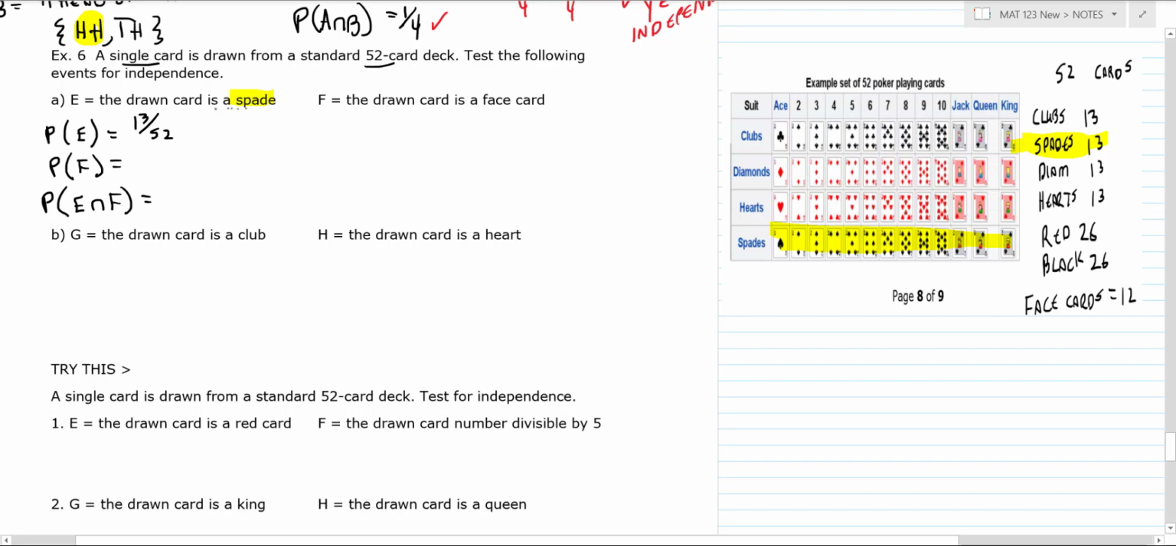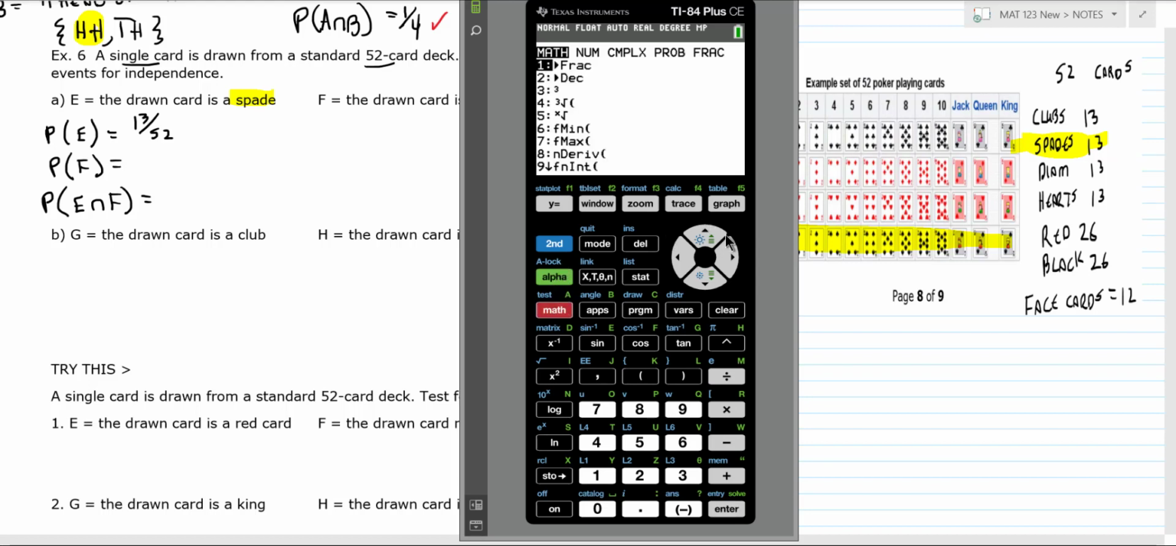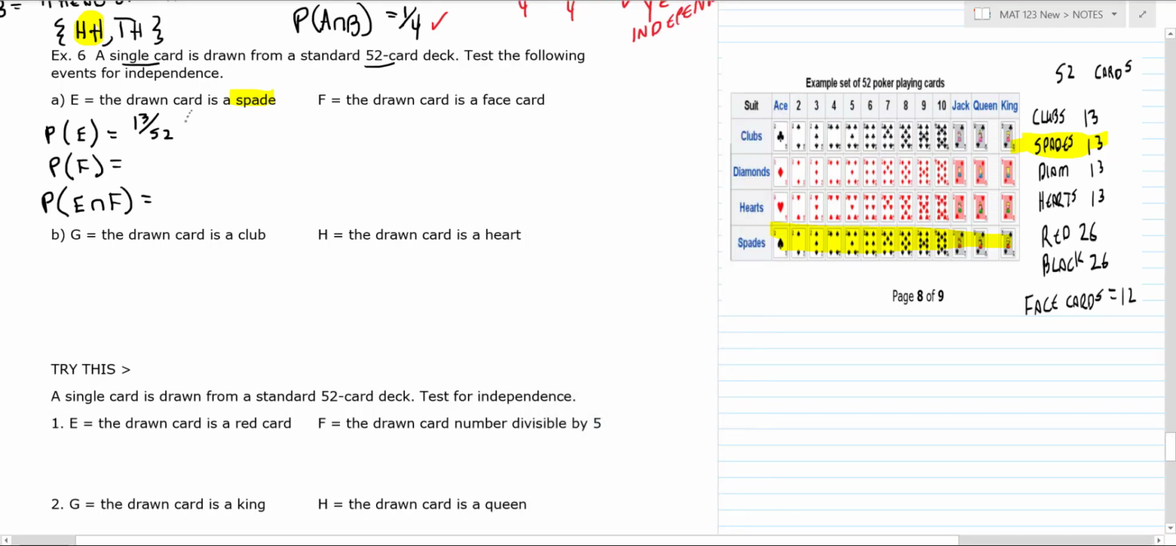Now you can reduce that fraction, and don't forget you can reduce fractions on your calculator if you have to, so I'll just review how to do that. You would go 13 out of 52, get a decimal, and then convert to a fraction, so that's 1/4. So we have a 1/4 probability when we reduce that.